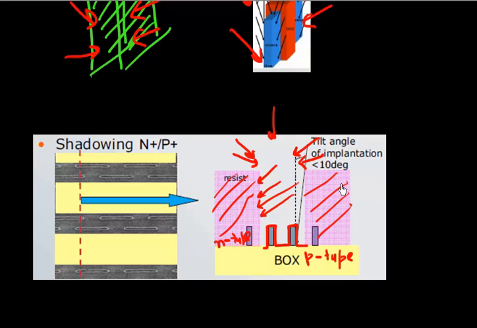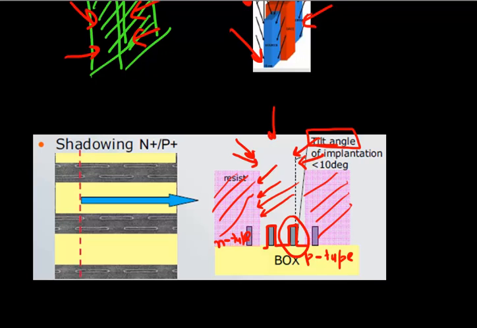So the problem comes from shadowing that you get because of the 3D nature of the device. When you are trying to implant at a tilt, you can't get it into this fin, because that implantation is shadowed out by this resist.